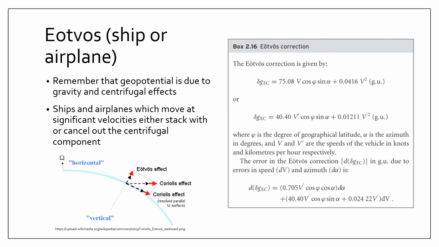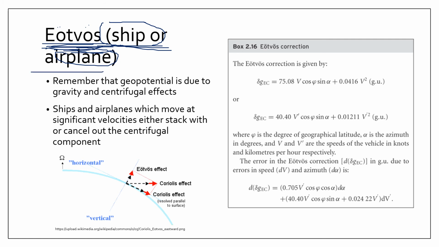Now you also have another correction, which is what we call the Outpost correction. Sorry for the Hungarians. Outpost is a Hungarian geophysicist. Okay, so geophysicists love using names. They name equations after people. They name everything after people. But so the Outpost correction is all about the corrections done for vehicles that are moving, like ships or airplanes.